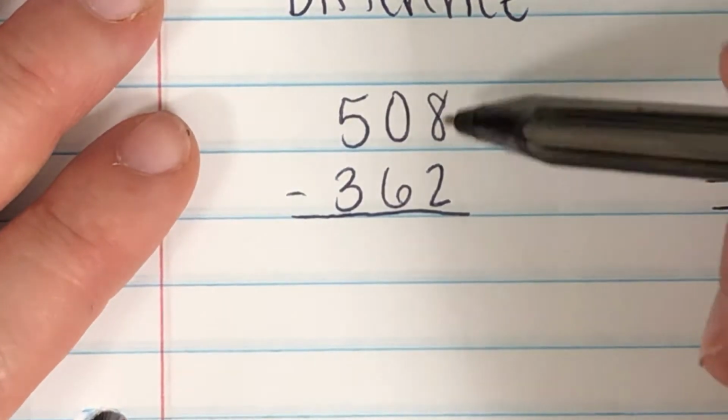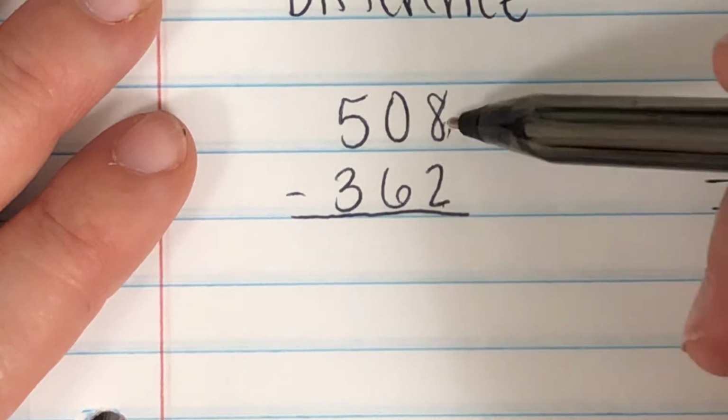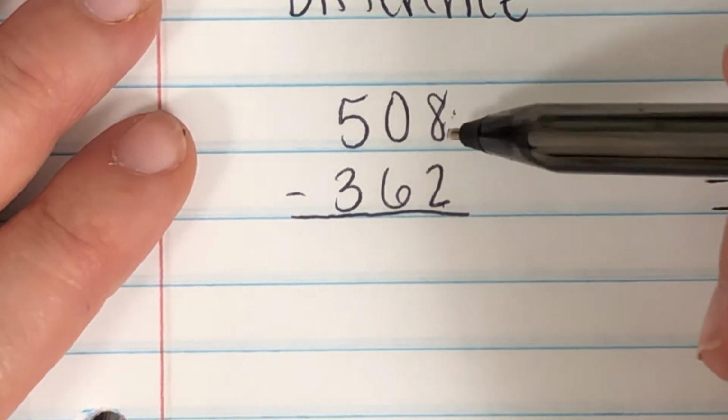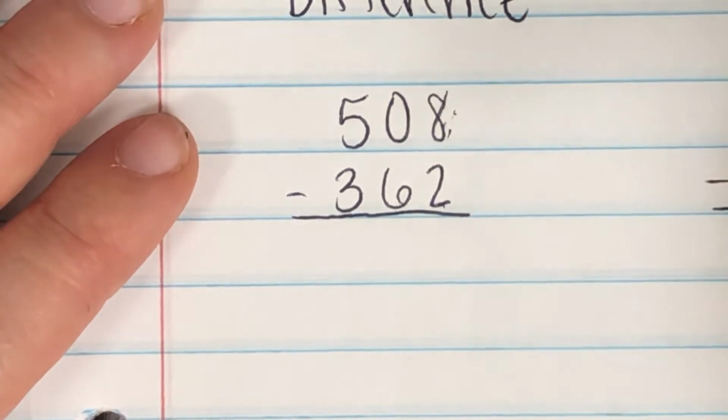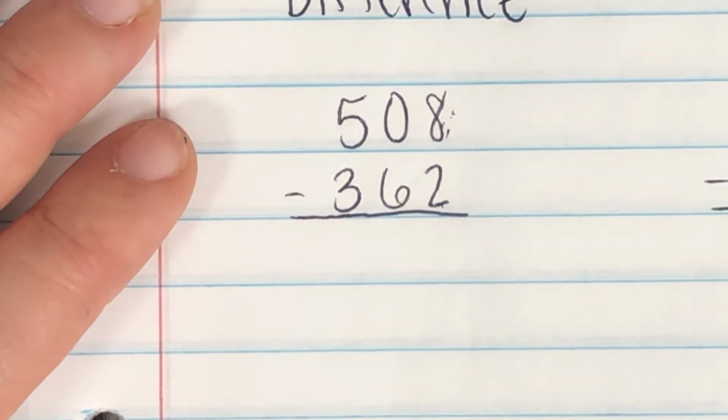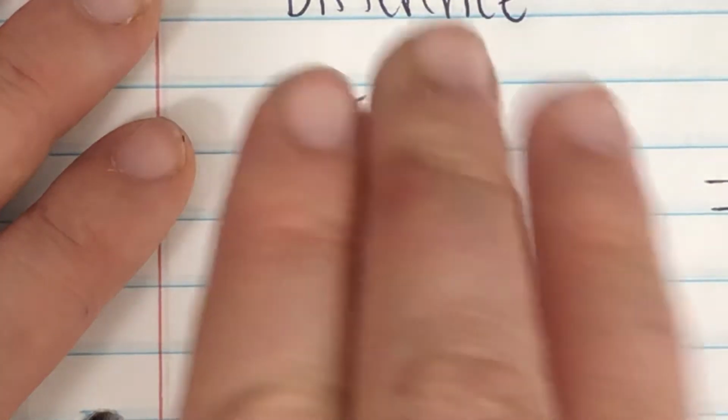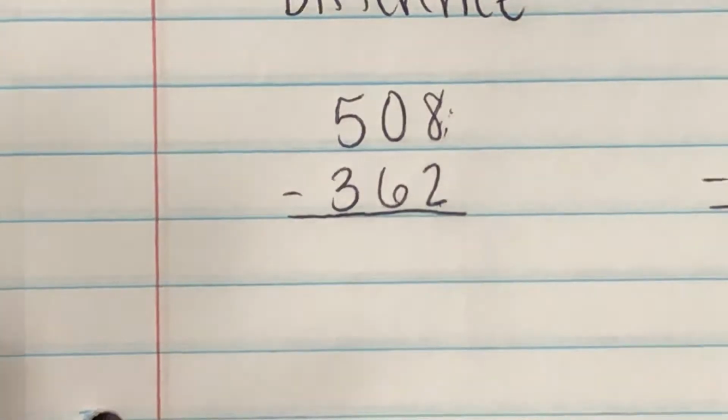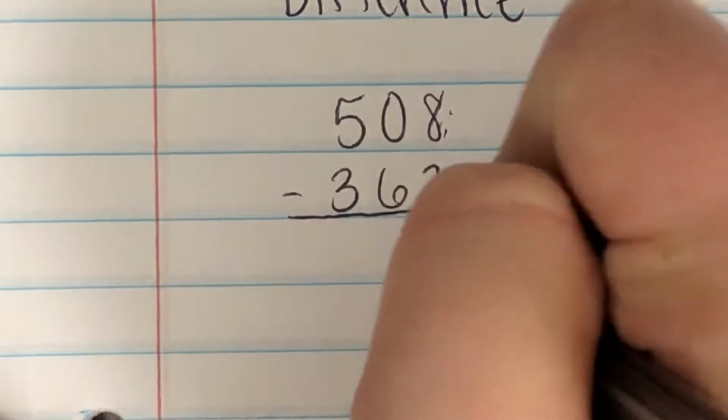Here we have more on top, no need to stop. I don't need to regroup here because this number is bigger. I can just do 8 minus 2. If I put 2 in my head and count up to 8, I get 3, 4, 5, 6, 7, 8, 6 fingers. So my answer would be 6 there.